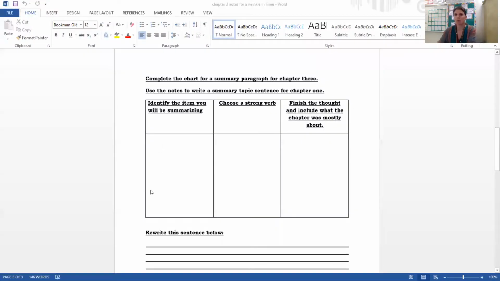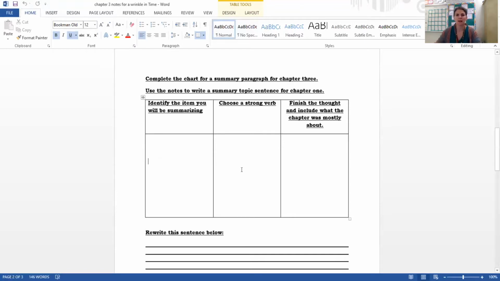So let's take a look at your notes. On your chapter 3 notes, the second page, we see this burrito fold type method. We're not actually folding the paper. I put it into 3 columns for you. So we have first, you're going to identify the item you'll be summarizing. So in this box, whether you type it or handwrite it, we are all identifying the same thing. Chapter 3, which is part of the book, so it's going to go into quotation marks. And then the title of the novel, which is A Wrinkle in Time. And I encourage you to include the author's name as well, which is Madeleine L'Engle. And you can find that on the cover of your book.